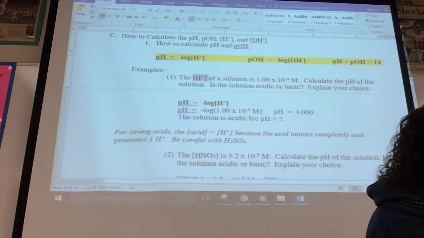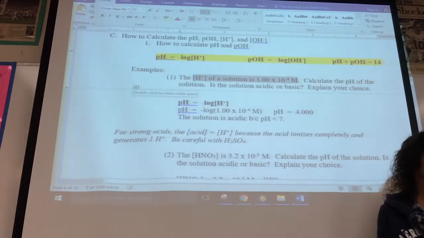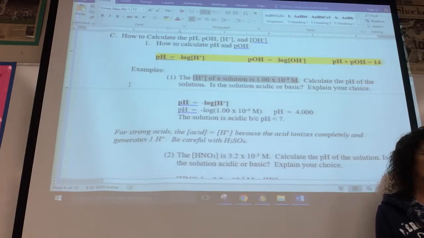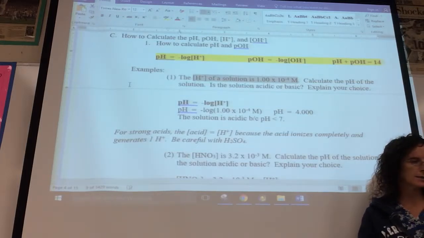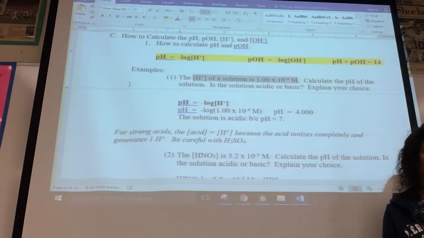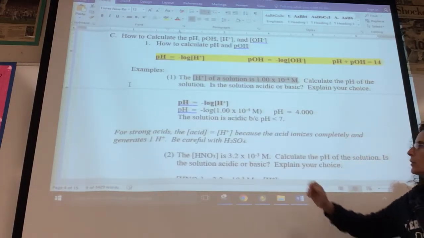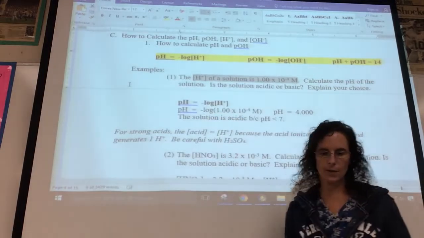The proton concentration of a solution is 1 times 10 to the negative 4 molar. We want to calculate the pH of this solution. We want to know if it's acidic or basic, and we want to explain the choice that we've made, or justify our choice. When given proton concentration, you just do negative log of it.